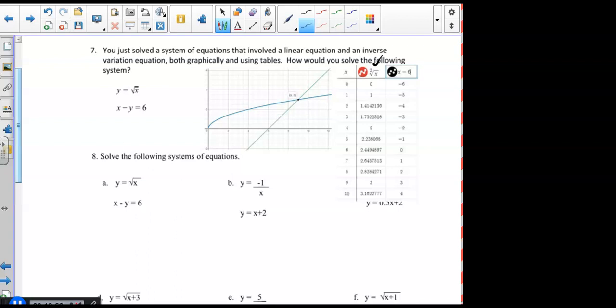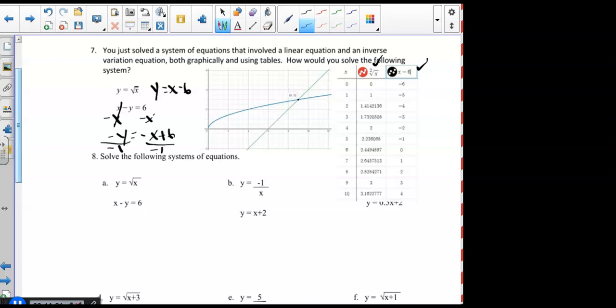Recall to use your graphing calculator, you do need to get the y by itself. So we subtracted x, and we divided by -1, and we got y to be equal to x minus 6. And we typed x minus 6 in y2. What we're looking for here is where the solution is. Recall that the solution between a line and a square root function should be where they intersect.